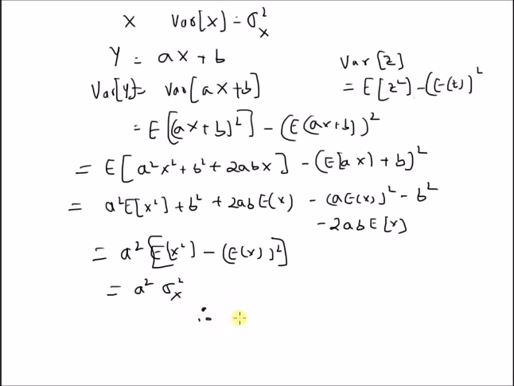Therefore, for a linear model y equal to ax plus b, the variance of y is equal to a square, which is the coefficient of the linear model, multiplied by the variance of the original random variable, that is x.